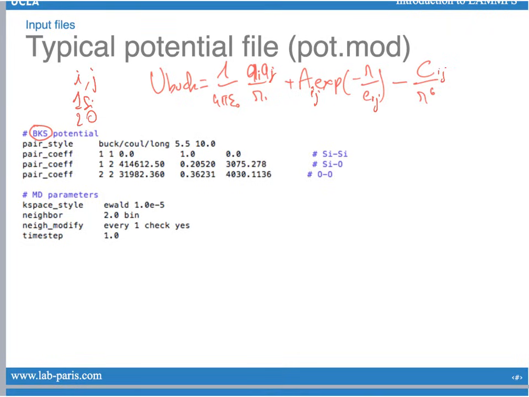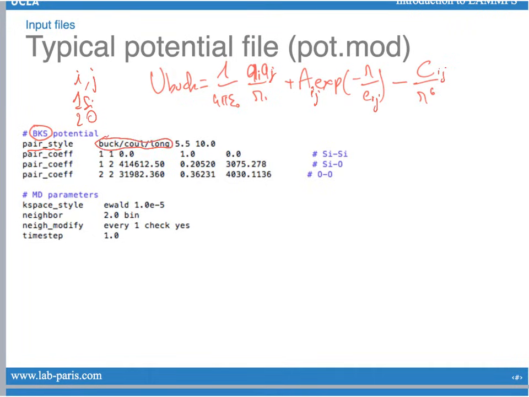So what you need to tell LAMMPS first is what type of potential you want to use for each pair of atoms. Here we are going to use a Buckingham form, but there are many different forms of potential that can be used. And you need to tell what is the value of those parameters for each type of element. The way to define the type of potential is to use the pair_style command, which tells you the type of potential that you are using.